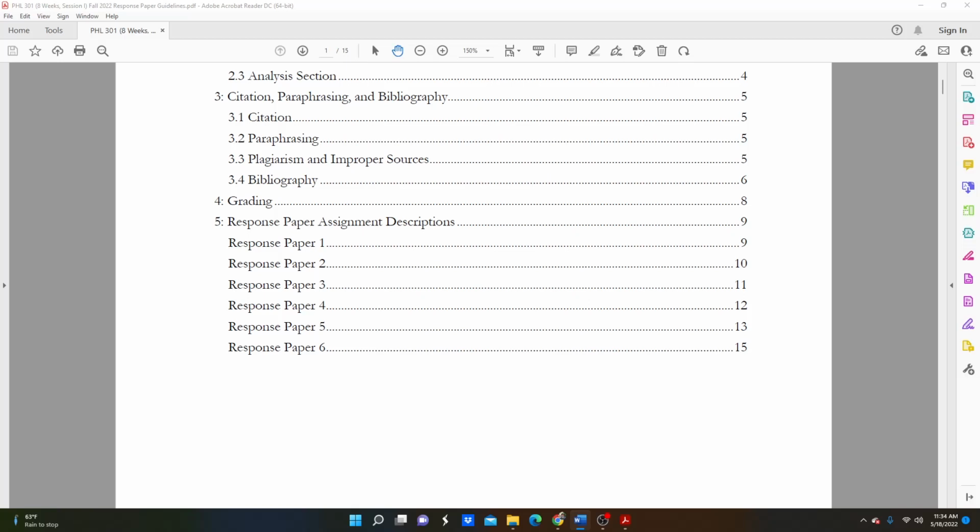You can also find the due dates for each response paper assignment on the response paper guidelines document itself. Currently, you're looking at section 5 of the table of contents of that document, where there is a separate area containing information for each response paper assignment. Information for response paper 1 can be found on page 9, information for response paper 2 on page 10, and so on. Now suppose I wanted to find out further information about response paper 1. In that case, I would simply click on the line for response paper 1 in the table of contents.